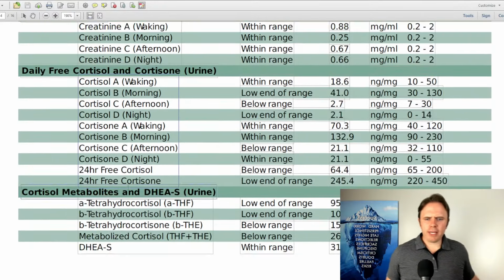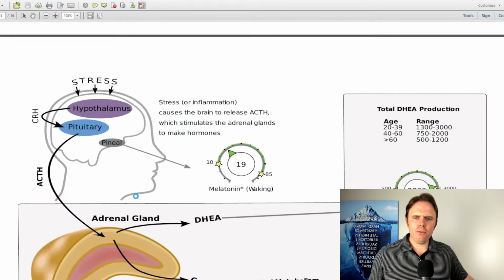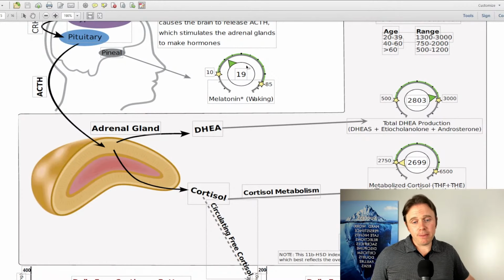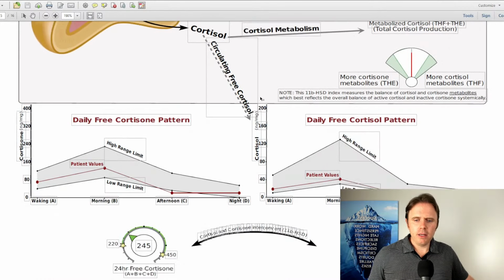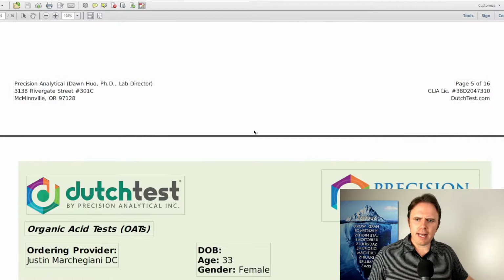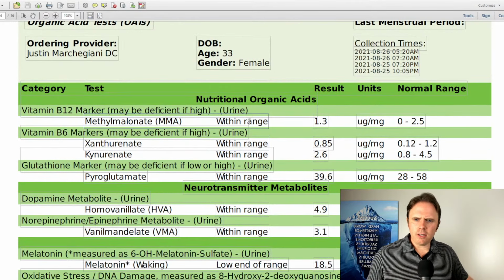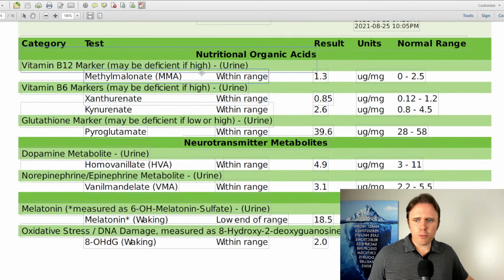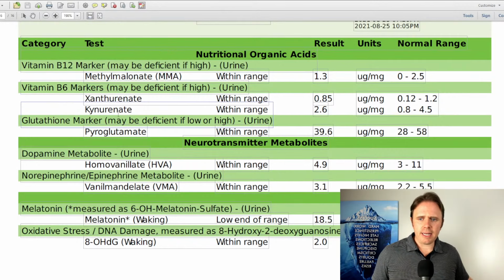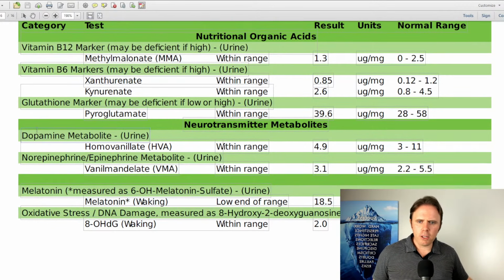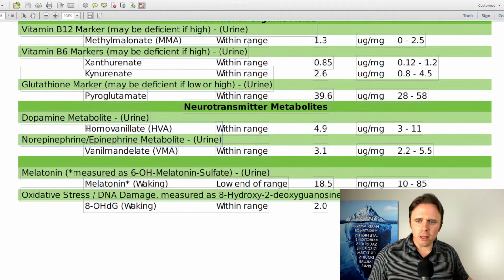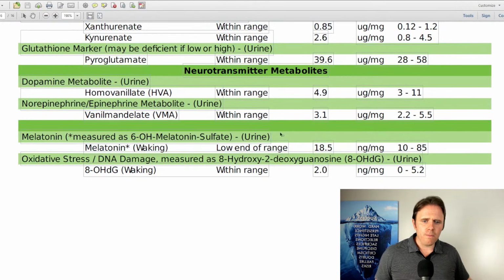And then let's go look at some organic acids. This is interesting enough here too. We see melatonin's a little bit low. She had some sleep issues, right? And so we'll talk about that on the organic acid side. And then you can see right here, all of our organic acids look pretty decent, right? Looking at B12, methylmalonic acid, looking at xanthurenate and kynurenate, looking pretty decent. Looking at dopamine and adrenaline, not bad there. Melatonin, a bit low. So we're going to come in here.